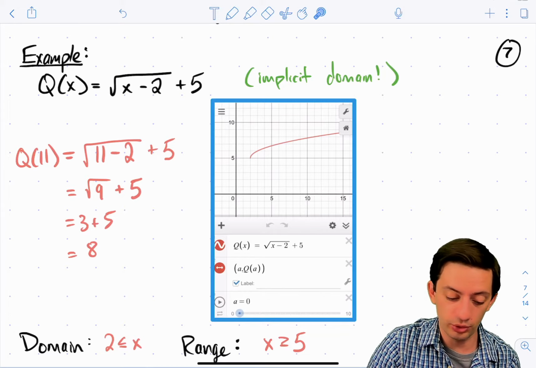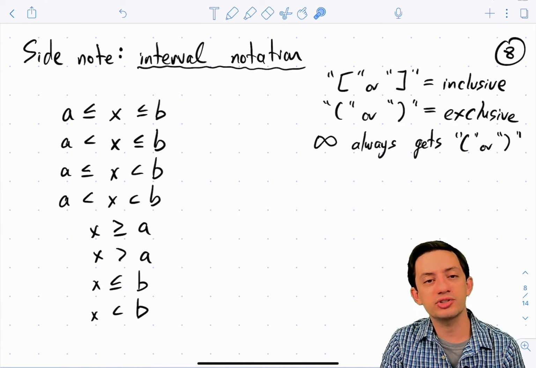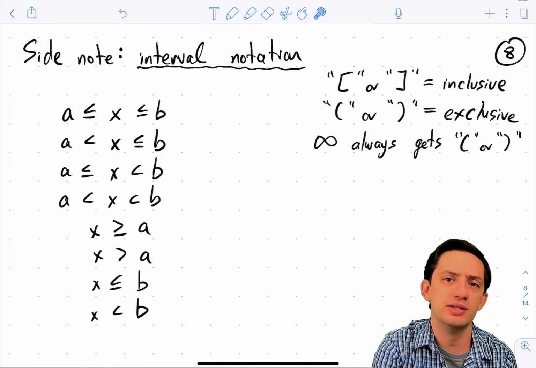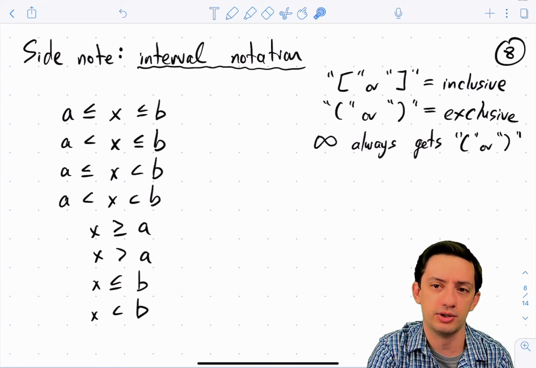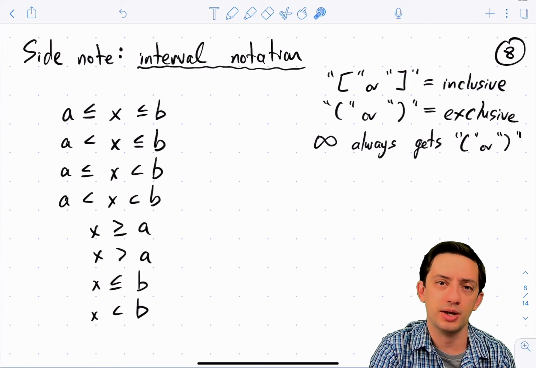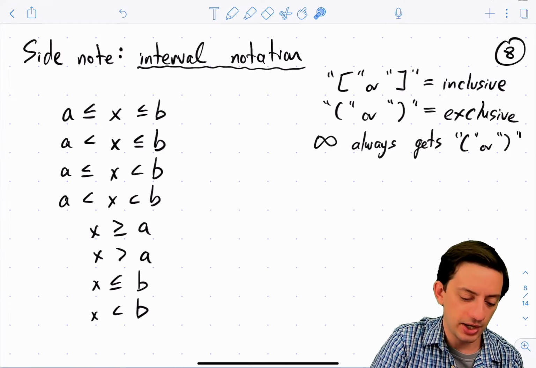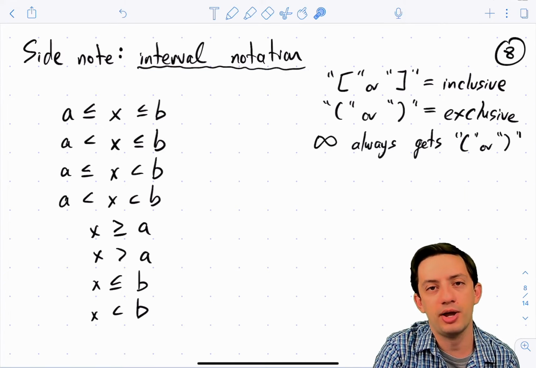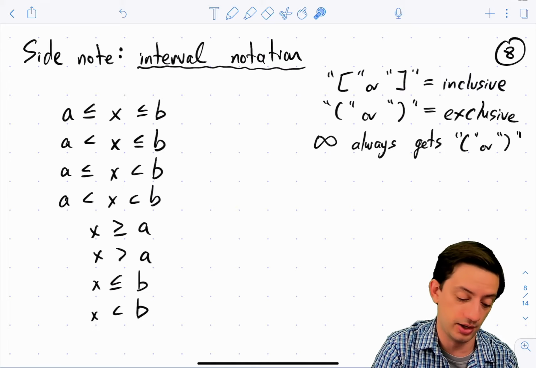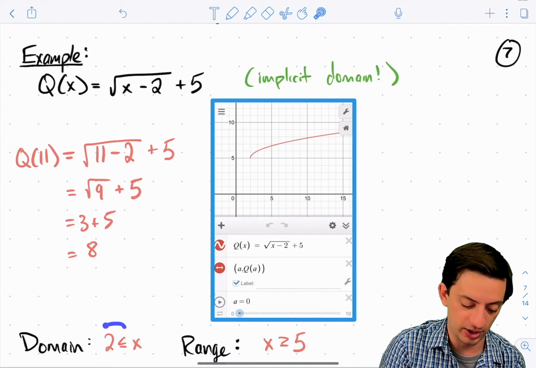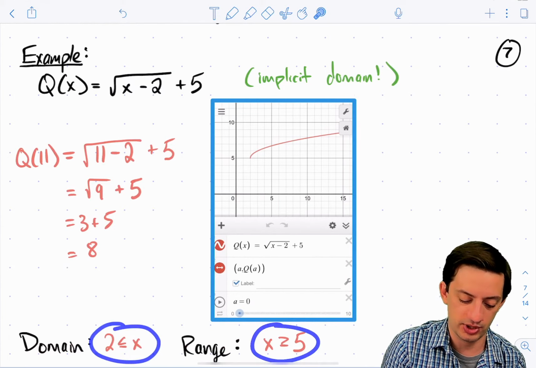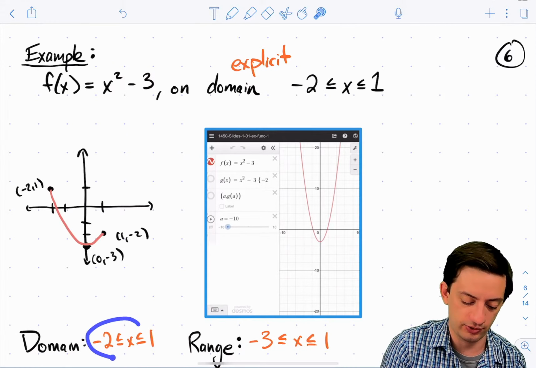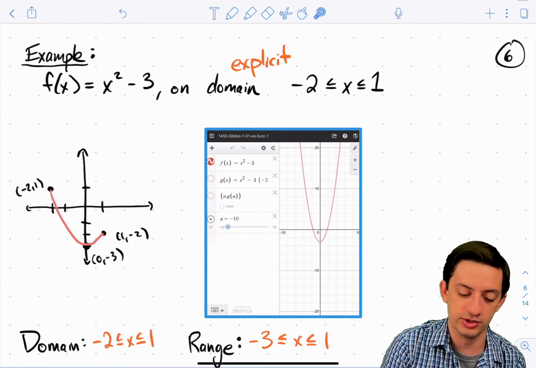Okay, moving on, I've got a little side note here on interval notation. Now, this is probably something you saw in pre-calculus, but just in case you didn't, I want to make sure that we're all on the same page. Interval notation is a nice compact way of writing intervals, and on the previous slides, we have been writing intervals. Here were some, and this was an interval that had 2 endpoints, and so on.